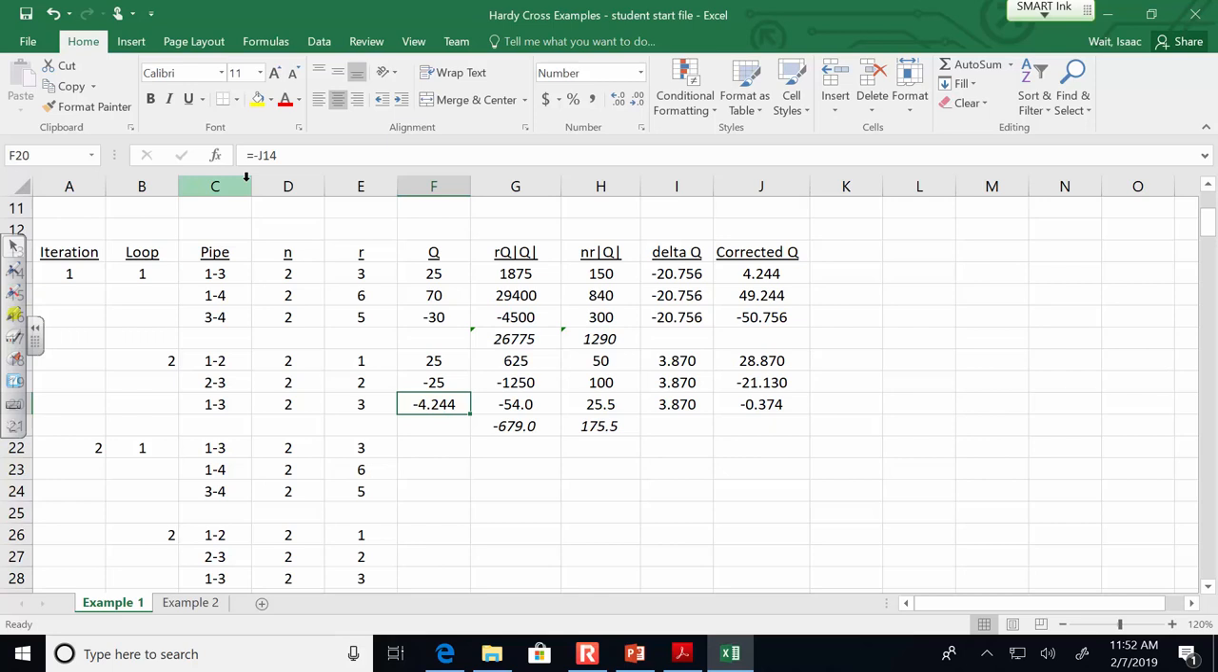What's our best guess? Negative 0.374. And that guess was derived when we were in the perspective of loop 2. So now, here in the perspective of loop 1, we need to, again, put in a negative sign and use that best-case estimate. So we're going to say equals negative of the most recent one. Okay, so that's our best guess.